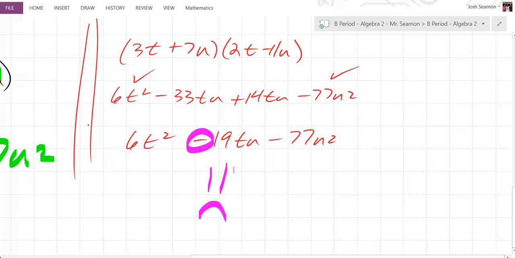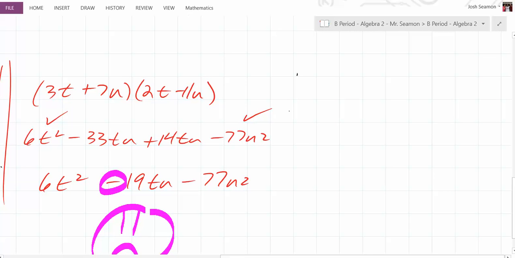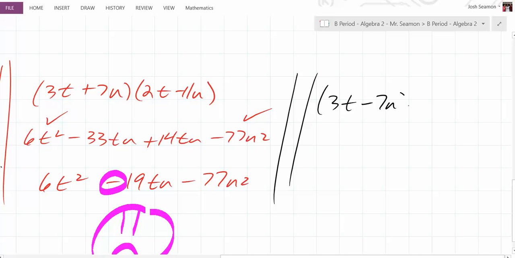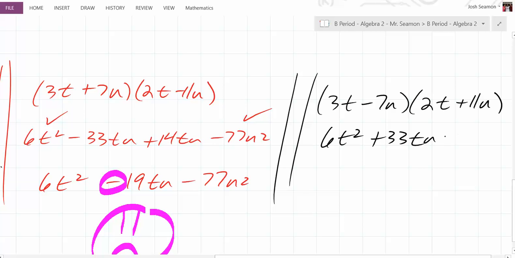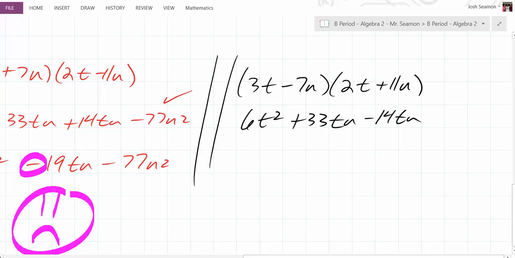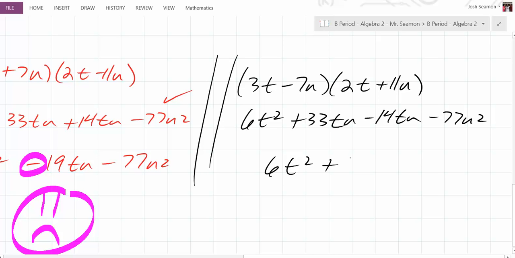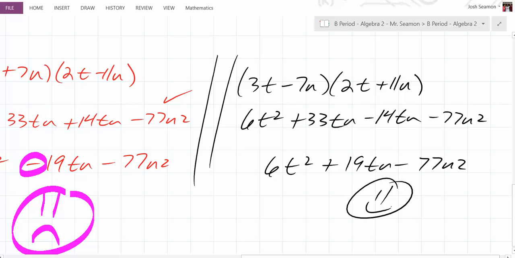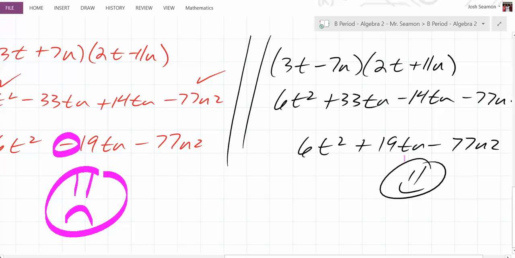So this is almost what we want. So what should we change then? Change the sign. So it's going to be 3t minus 7u, 2t plus 11u. If we do that, what happens? You end up with 6t squared plus 33tu minus 14tu minus 77u squared. What do we end up with? 19tu, and is that what we want? Yeah. So again, it will get a little bit harder, but you get your answer at the end.